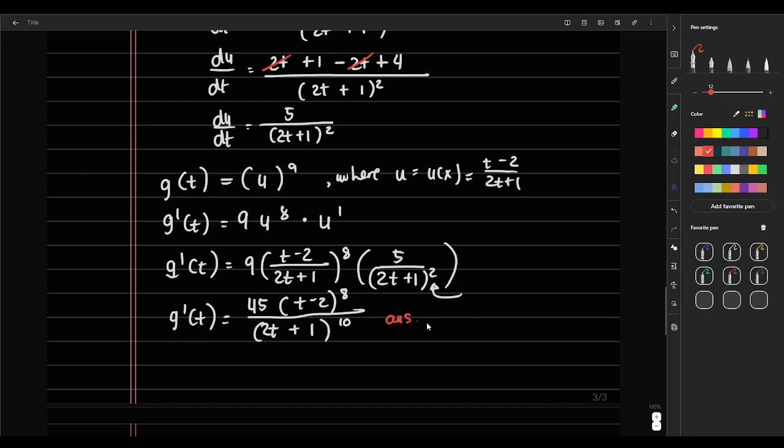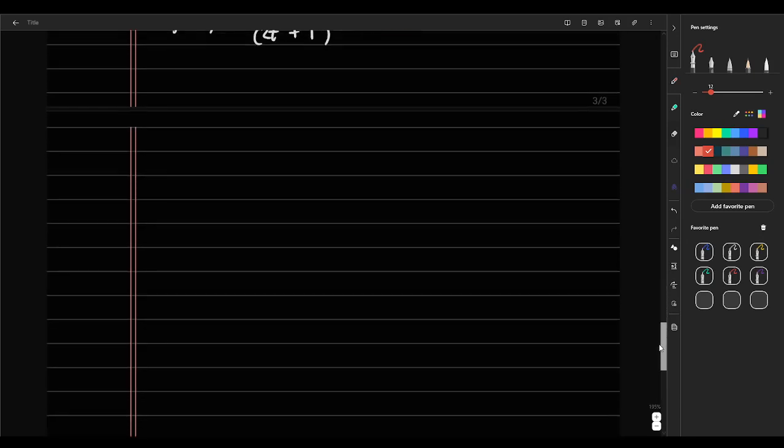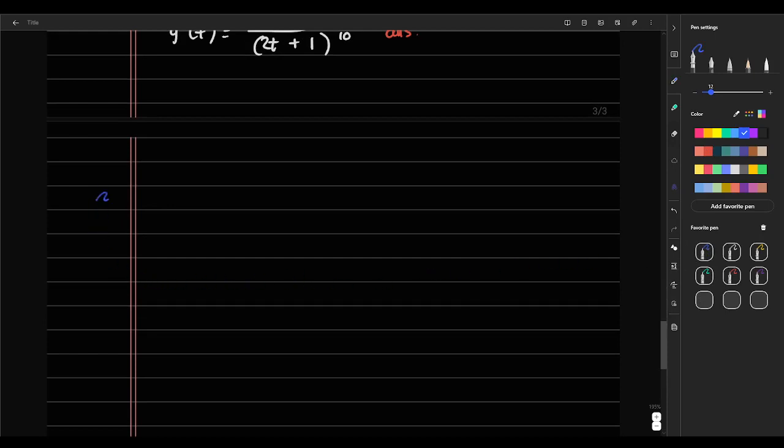Okay, last two. So the second to the last equation: derive y equals 2x plus 1 raised to the power of 5 multiplied by another quantity, x cubed minus x plus 1 raised to the 4th.